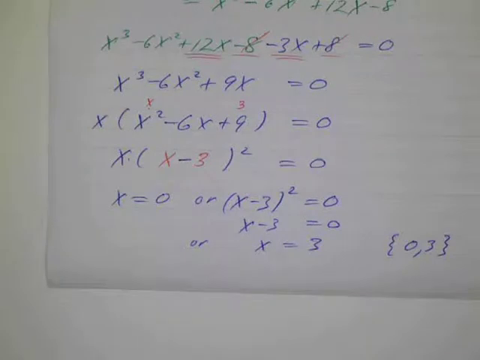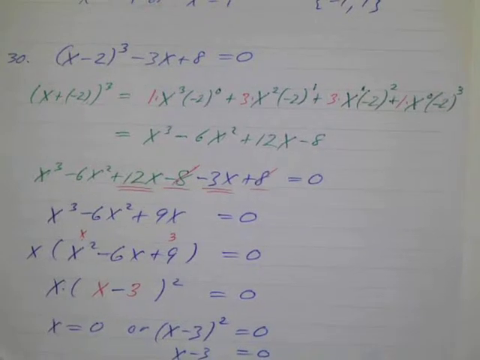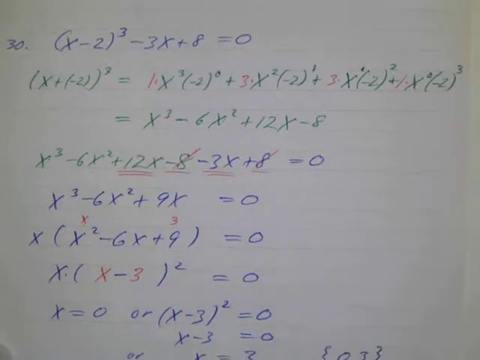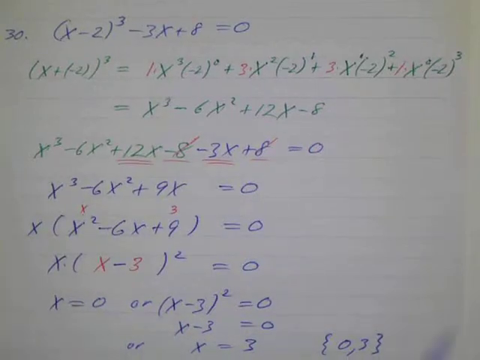So number 30 was pretty interesting because we had to get back and do our binomial expansion. All right? And then once we put that binomial expansion in and substituted, then we saw that we had some nice zeroing out here that made this very factorable. So that's number 30, a good one.